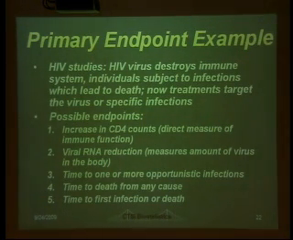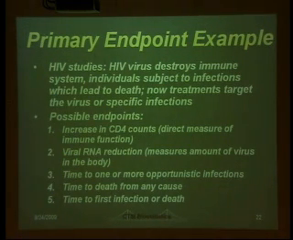But some possible endpoints you can consider would be increase in the CD4 counts, which is a measure of the immune function. Viral RNA reduction, which measures the amount of virus in the body. You can look at the time to develop one or more opportunistic infections. You could look at the time to death. And you could also look at a composite assessment of the time to first infection or death. So there's a range of possible endpoints you might consider in this setting. Now, which one is most appropriate?